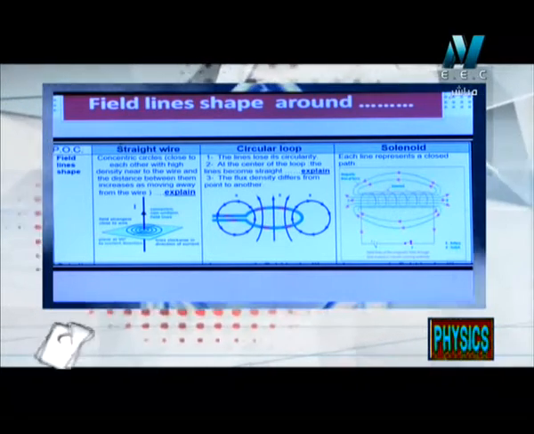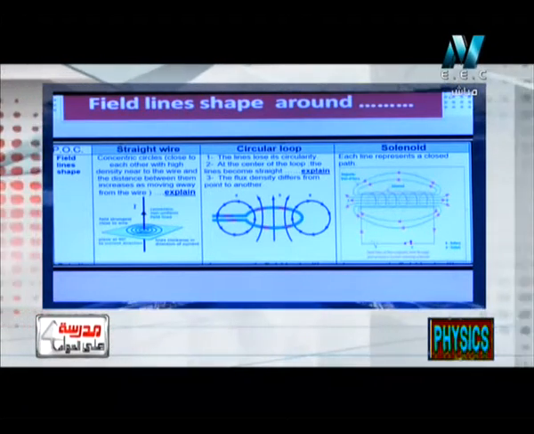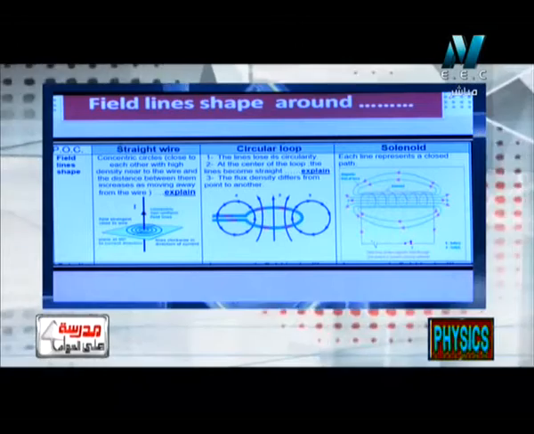So here, of course, because at the midpoint, the magnetic flux lines around each branch of the circular loop cancel each other.